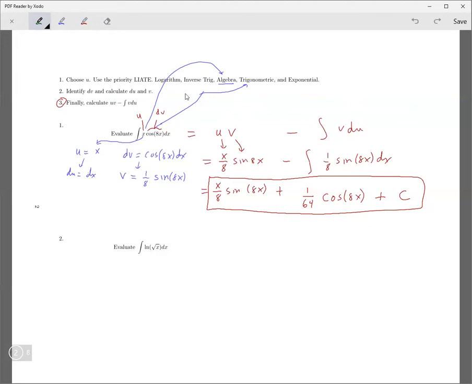Number 2, and here we have a logarithmic function. Okay, and so according to this priority, logarithms are first because it changes by quite a bit. So we're going to make that be u. Now the square root of x can also be written as x to the 1/2, which the 1/2 can come out in front. So really we're going to have 1/2 log of x. It's easier to put it like that.